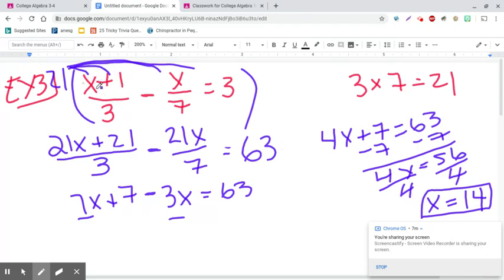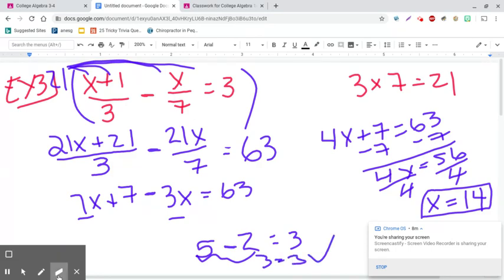Guys, remember, you can also plug this in, right? What's 14 plus 1? 15, right? What's 15 divided by 3? 5, right? Bring down your minus. What's 14 divided by 7? 2. And then equals 3. Well, 5 minus 2 is 3. So you get 3 equals 3. You know you're right. Yay! All right, guys, one last example.